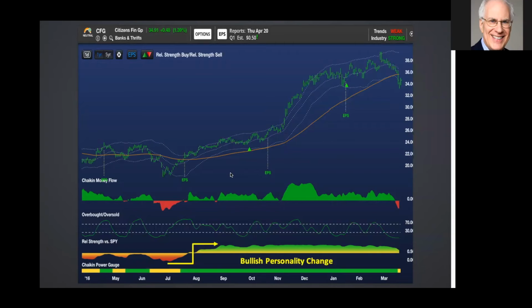It's a very important concept. And then when you combine it with Chaikin money flow, and again, look at those mountains of green. I don't have to ask you the question again. I think you realize that the institutions were accumulating this stock all the way through the top.